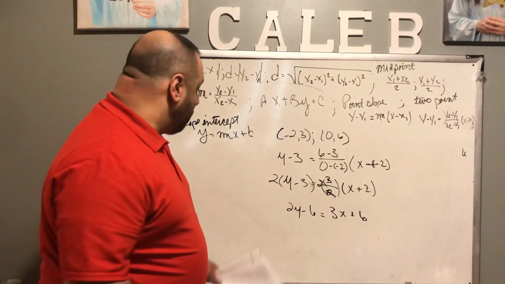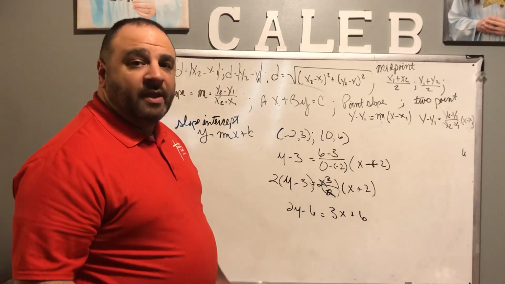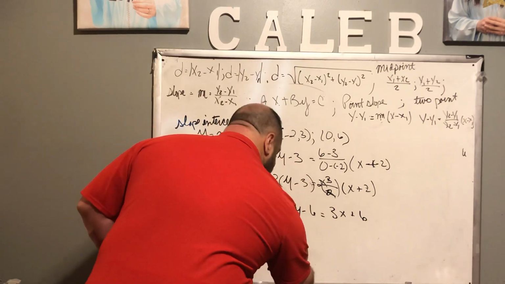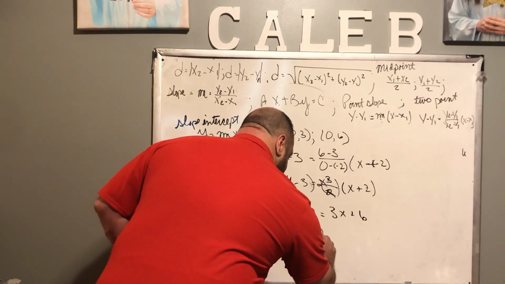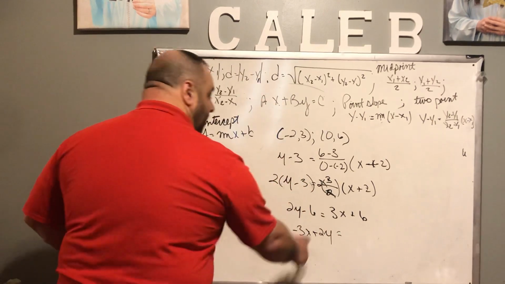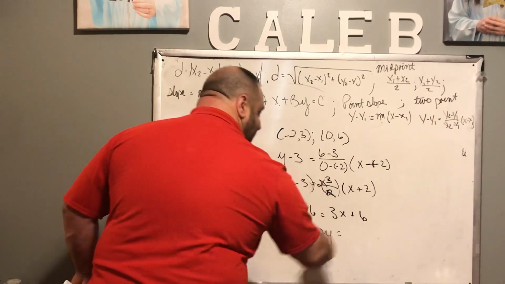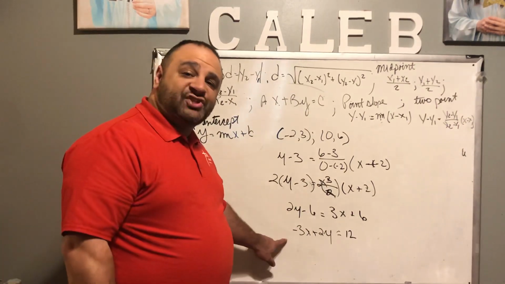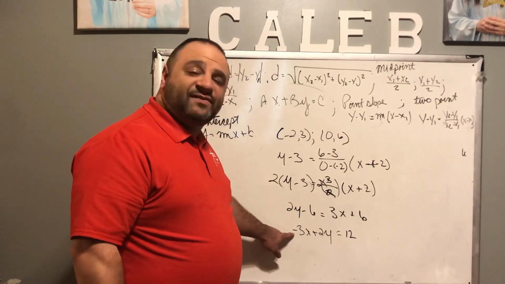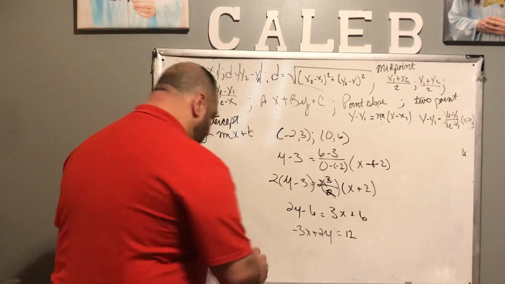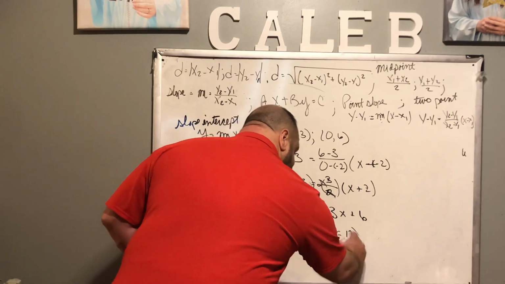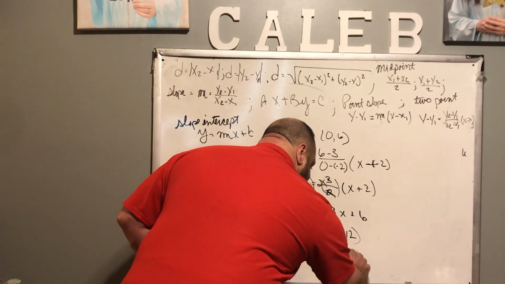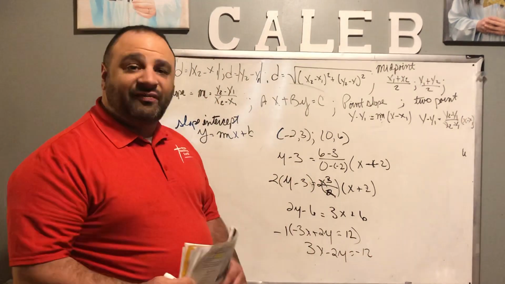Now let's rearrange the equation. So obviously using our addition and subtraction axioms of equality, I'm going to subtract 3x from both sides. So negative 3x plus 2y equals, I'm going to use addition axiom on both sides, add 6, so we have 12. Now what's wrong with this? We cannot have a negative sign in front of the coefficient, so I want to multiply everything by negative 1. So all our signs change, so 3x minus 2y equals negative 12.